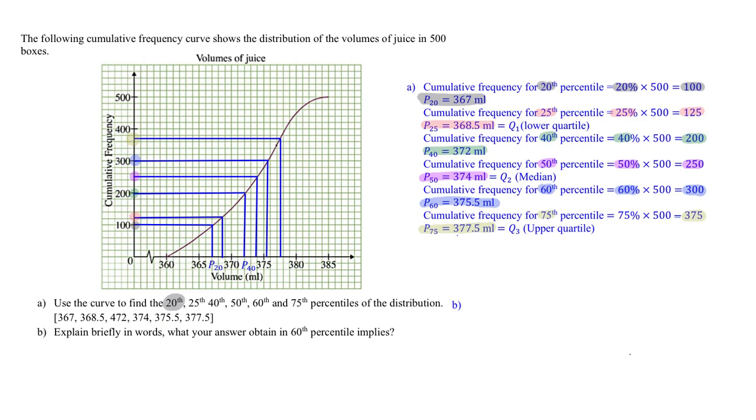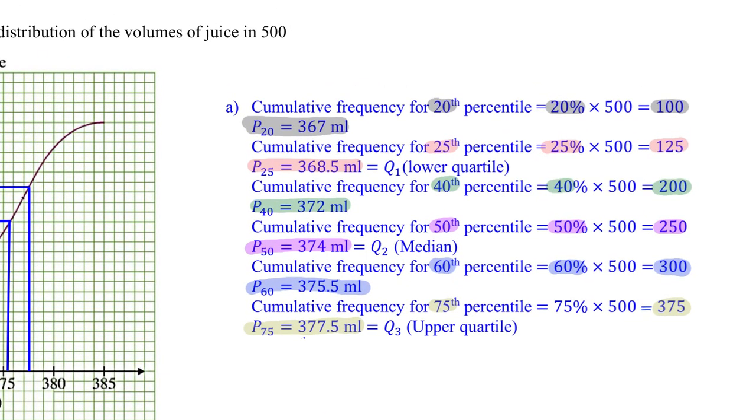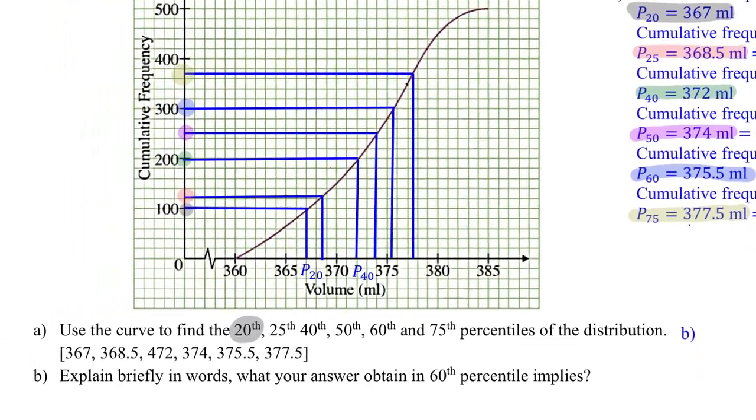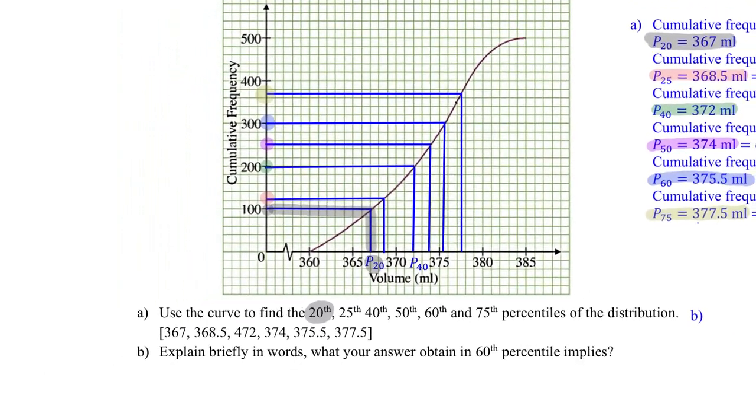So if you look at the right hand side, you will then see that the first step for us is to try and get the position 100. Once I know this 100, I get to my graph, and that's where I find from the graph I will then be able to get my first value, 367.